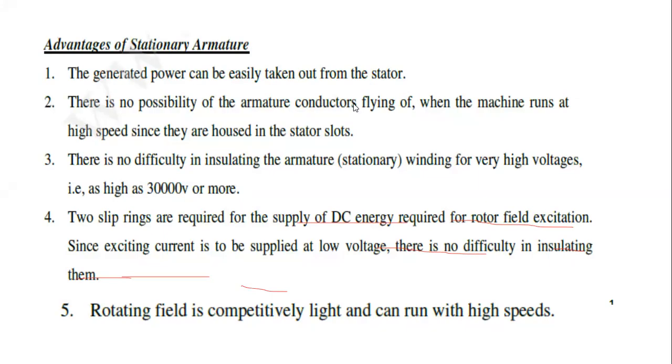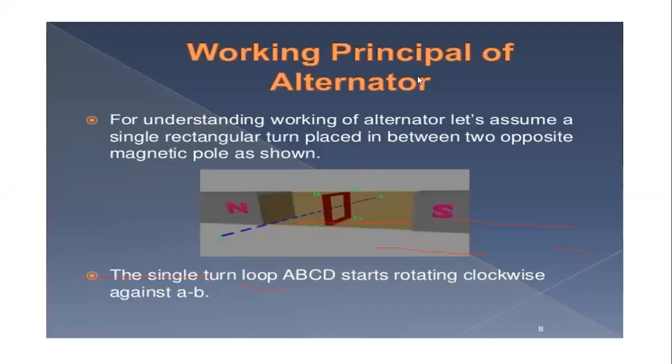Understand? Next, coming to the working principle of an alternator, how the alternator operates. Suppose we consider a north pole and a south pole. In between the north and south poles, we take one rectangular conductor, named A, B, C, D.